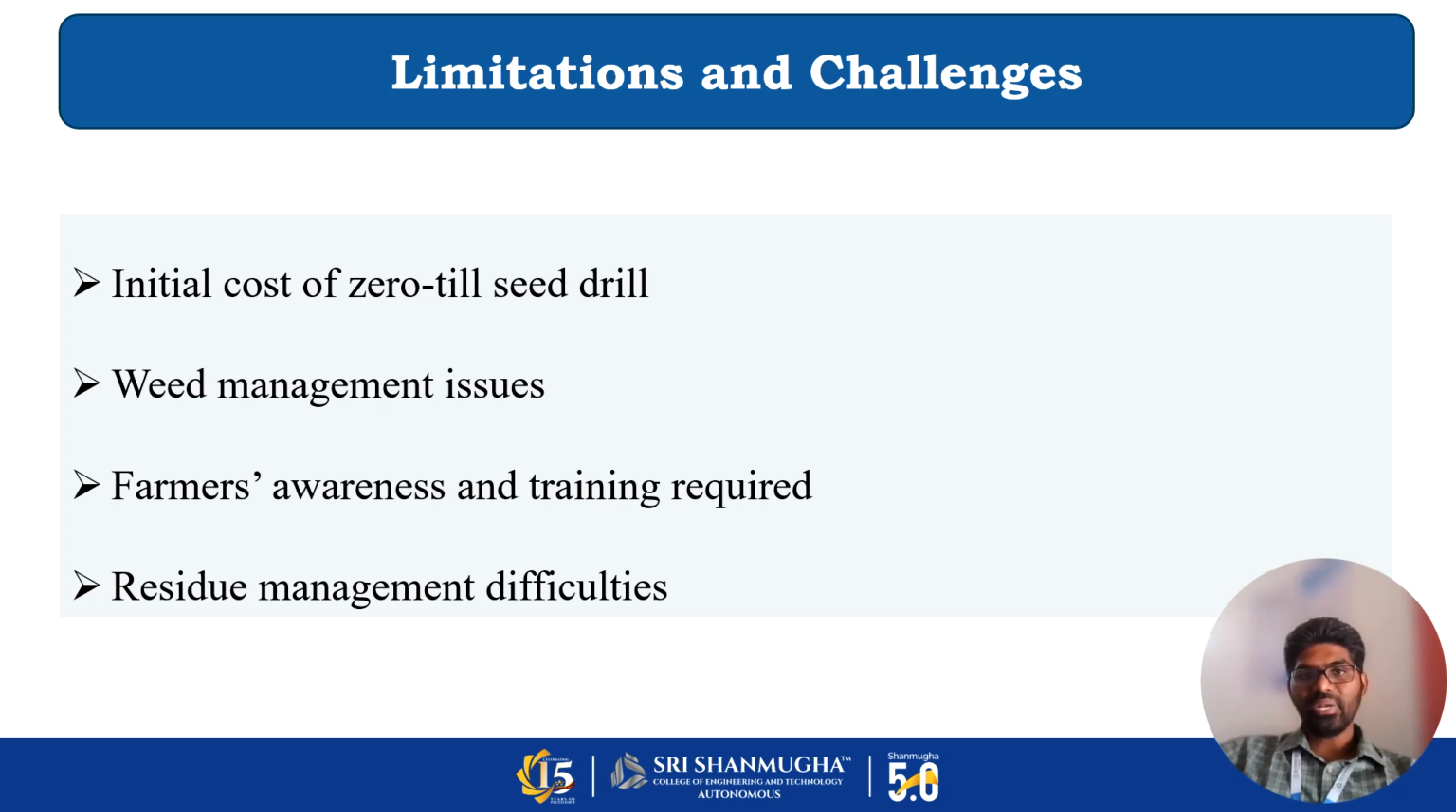Next are the limitations and challenges of conservation agriculture. The initial cost of a zero-till seed drill is higher. Weed management is more difficult. Farmers' awareness and training are required. Residue management in the field is difficult. These are the limitations and challenges of following conservation agriculture and zero tillage.